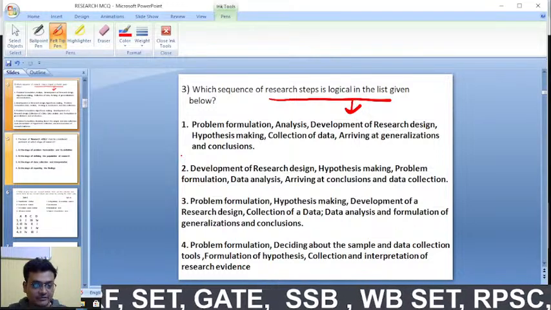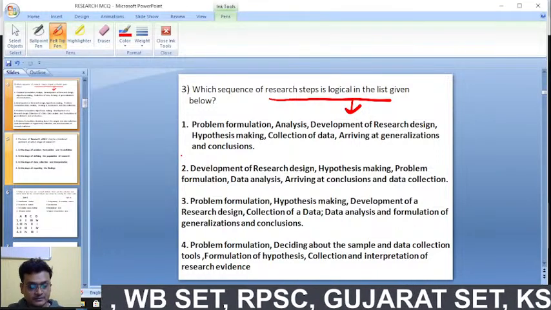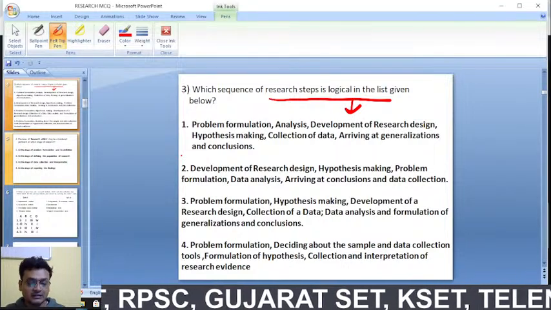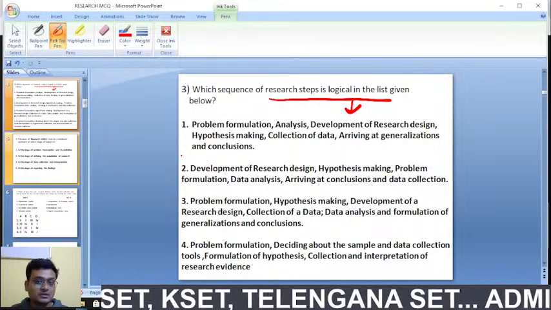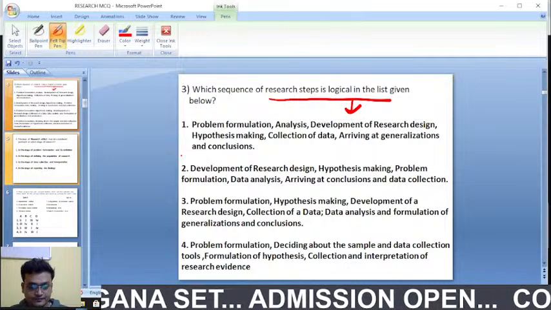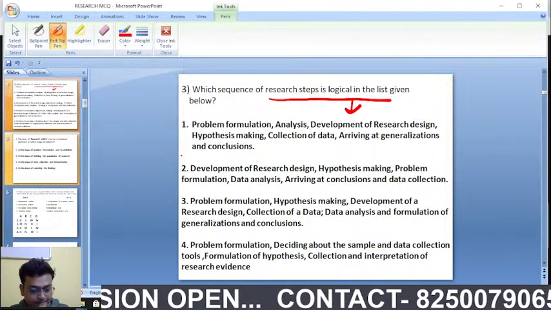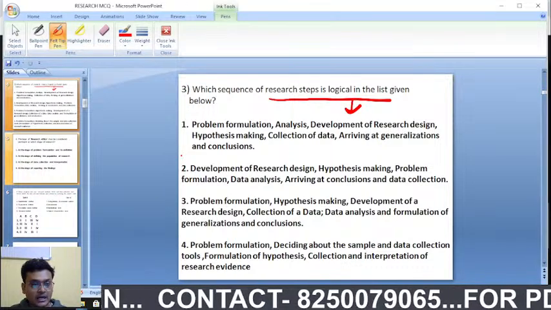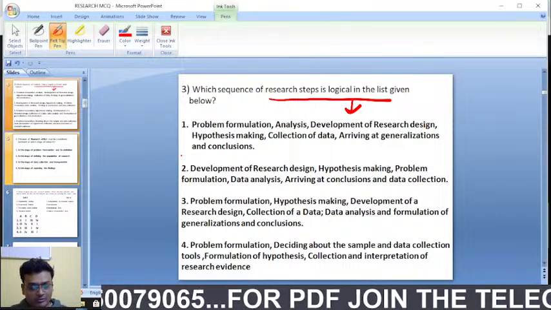Clear? After finding the topic, you need to define the research problem and then review the literature, then develop the objectives, then after identifying the variable, you are formulating the hypothesis.